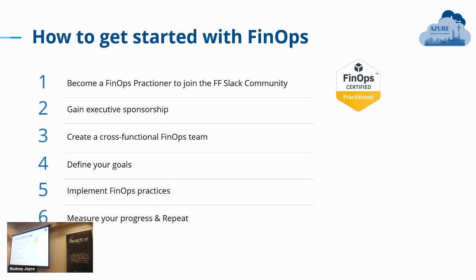Okay, so the question is unit economics. I didn't touch on it because it's a more advanced topic. Basically, it's tying back your spend to something that makes sense to your business. So if you've got a SaaS product and you're onboarding a customer, what is the cost of customer acquisition per customer? Or what is the cost per unit? So your cloud spend as a ratio of acquisition.